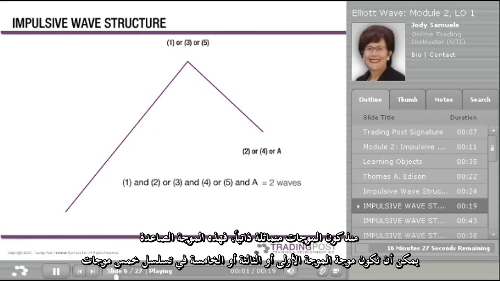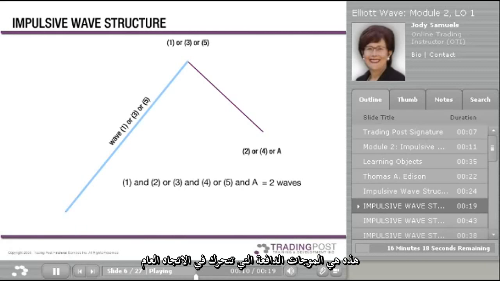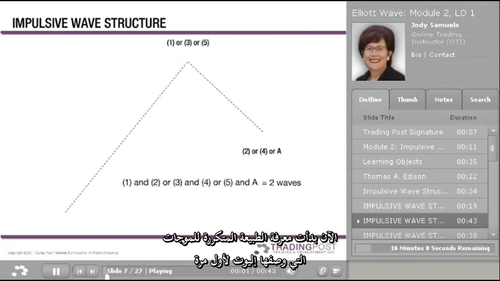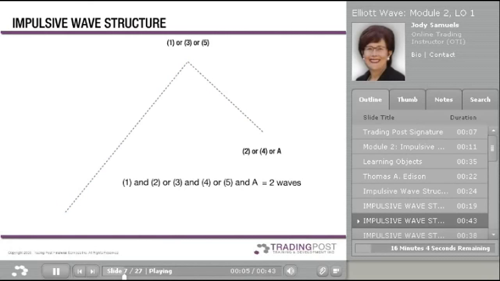Since waves are self-similar, this rising wave can be a wave 1, 3, or 5 in a 5-wave sequence. These are the impulsive waves which move in the direction of the trend. Each impulsive wave, once complete, is followed by a corrective wave. Now you are beginning to see the repetitive nature of the waves that Elliott first described when he looked at the stock market as a fractal.